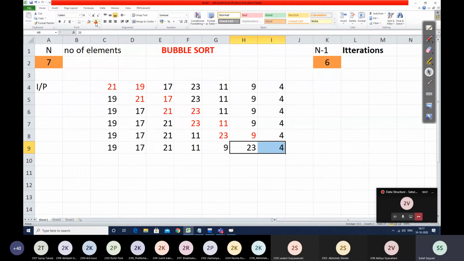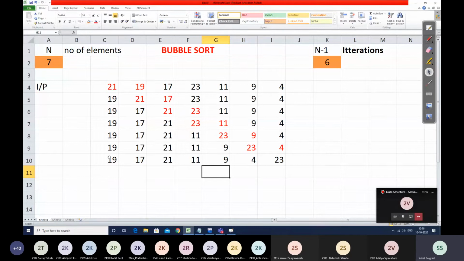Then next time I will do comparison between 23 and 4. Whether 23 is greater than 4? Yes, 23 is greater than 4. That's why there will be a swap taking place between 23 and 4.